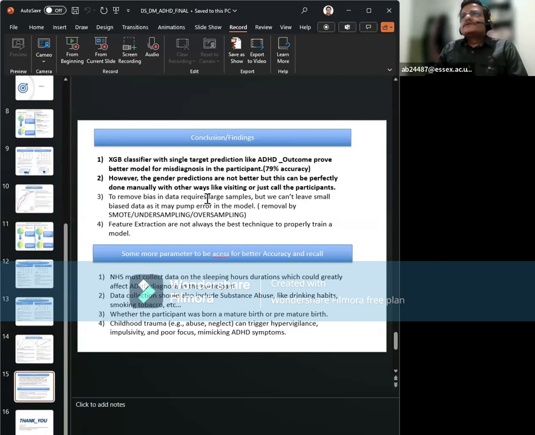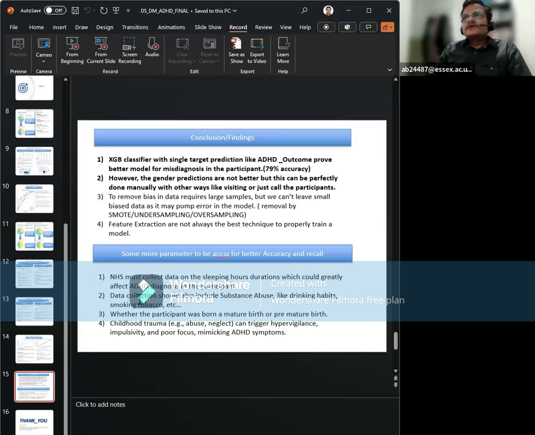Removing the bias in the dataset requires a large sample, but we have a small sample, which may introduce error in the model. So I used the SMOTE function for removing the bias.